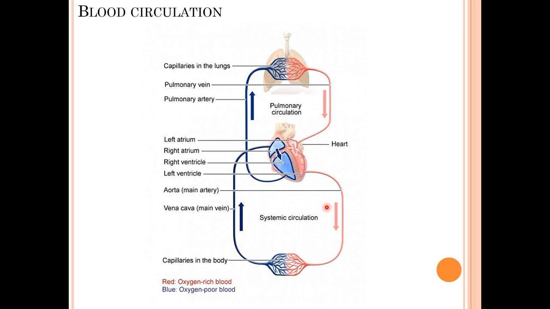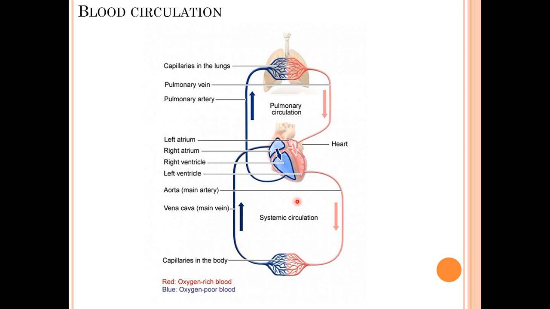The definition of artery or vein depends on the direction of blood flow in the blood vessel, regardless of the type of blood inside the vessel. Meaning what? Any blood vessel that carries the blood from the heart towards the tissue, away from the heart, this blood vessel is called an artery. On the other hand, any blood vessel that carries blood from the tissue back to the heart, going towards the heart, this vessel is called a vein.